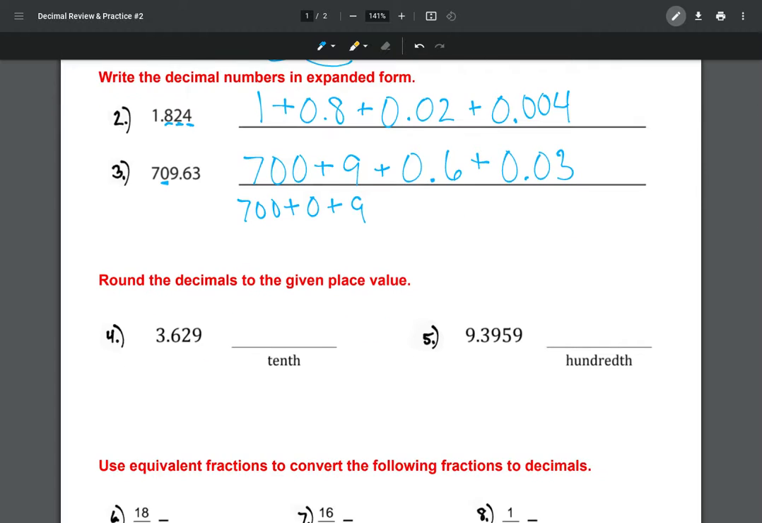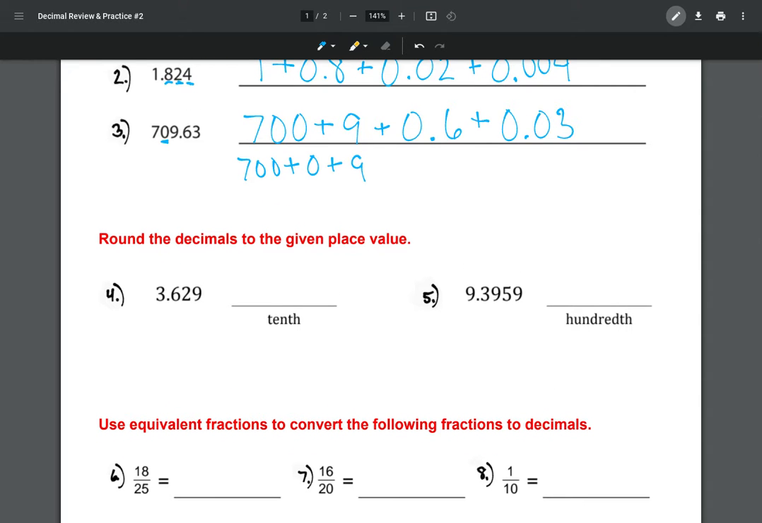In the next section, you're asked to round the decimals to the given place value. So number 4, we're asked to round to the tenths place. Step 1, identify the tenths place. There's a 6. Step 2, look to the right 1 place value, in this case the hundredths place. The 2 will be our clue to help us round the 6. As we can see, the 2 in step 3 tells us to keep the 6 as it is, and so the final answer is 3 and 6 tenths.